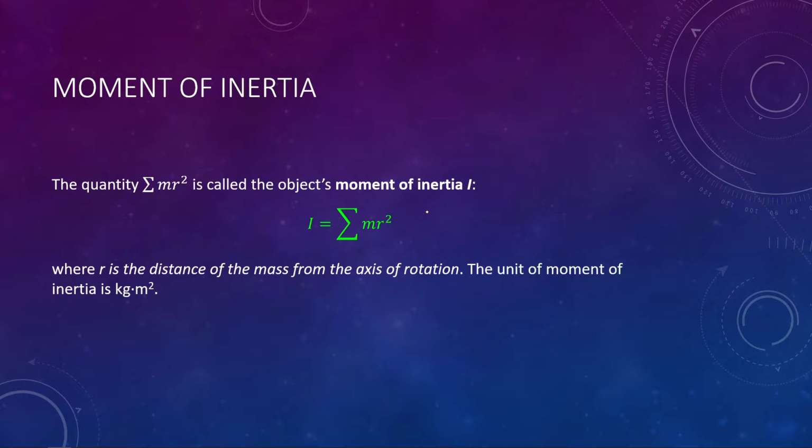Well, looking at this equation, we have mass, which is measured in kilograms, times a distance, which we measure in meters, quantity squared. So the units are kilogram meters squared.